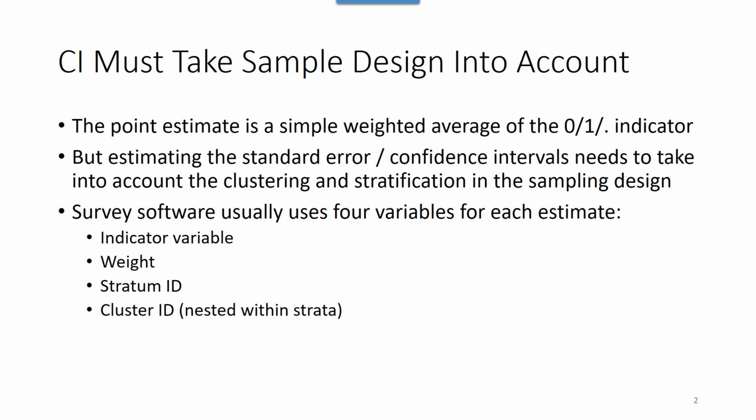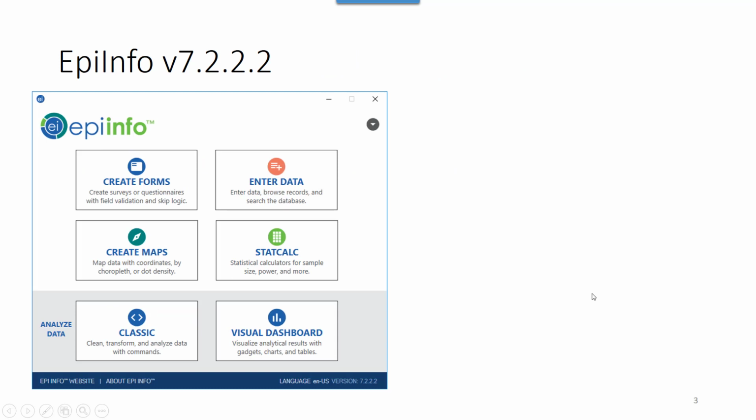This video shows EpiInfo. The next video will show Stata, and then perhaps some of you will share some information with us about how to do this in SPSS or R. In each case, we usually need to refer to at least four variables for the estimate. We need to, of course, know the name of the variable that we want to calculate coverage for, the indicator variable. Then we need to know the name of the variable for the weight, the respondent weight, which in our case will be a post-stratified weight. We need to know the name of the variable for the stratum ID and for the cluster ID, where the clusters, of course, are nested within the strata.